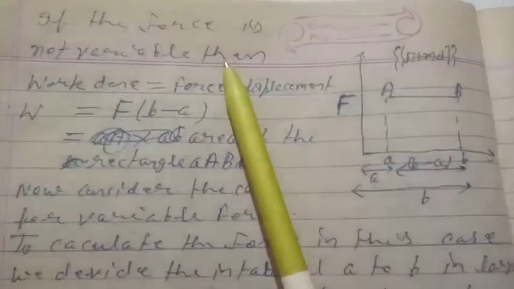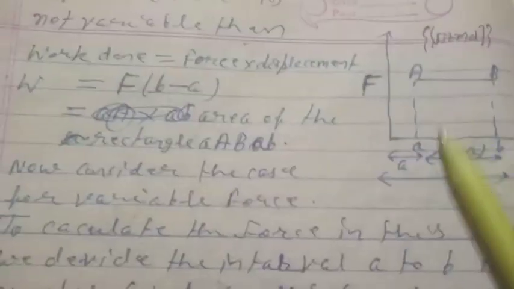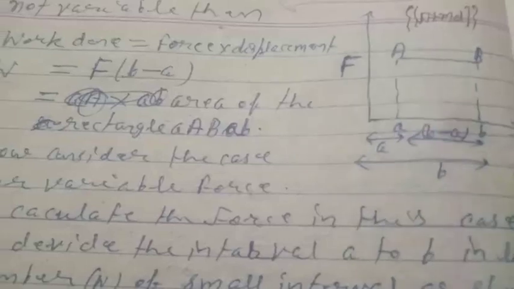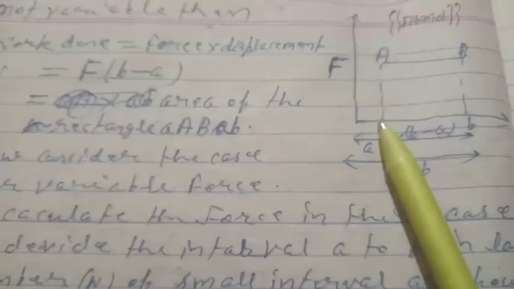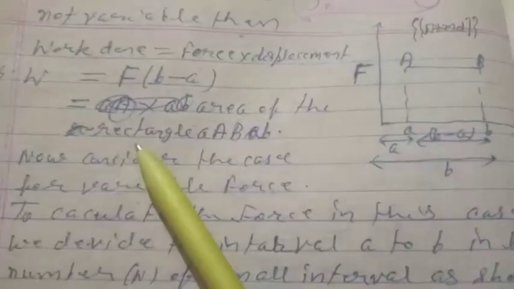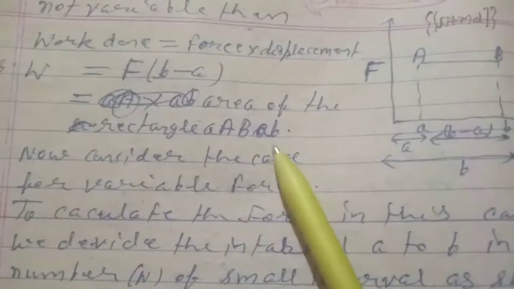Now if the force is not variable, then work done will be force into displacement, as shown in this figure. Here force is not variable, so directly we can calculate work done, force into displacement. Here force F into b minus a, from here to here is b, and this represents a, so this distance will be b minus a, and it is equal to the area of the rectangle.